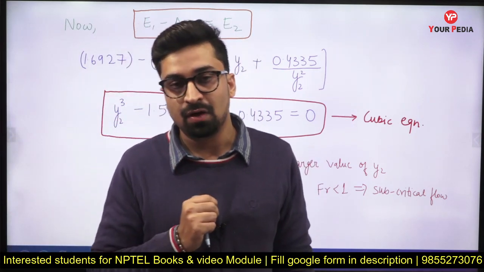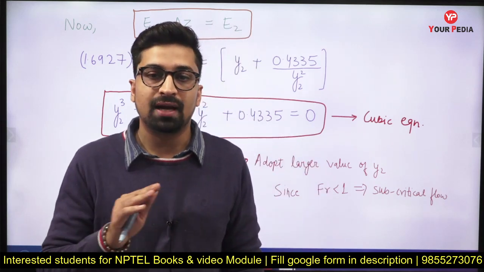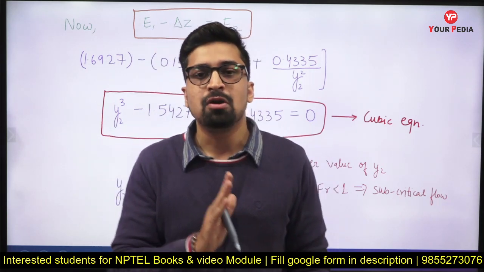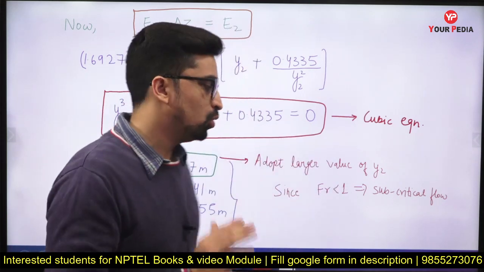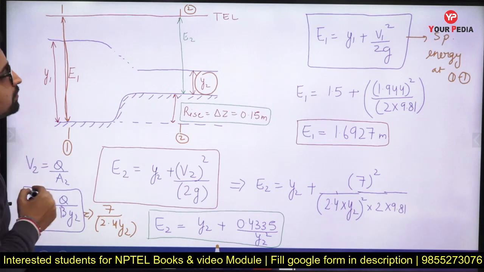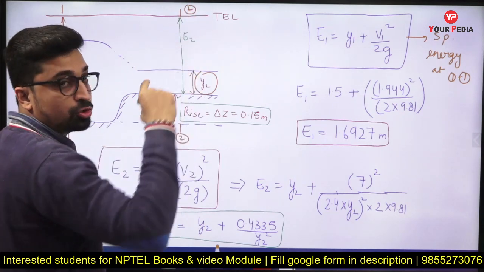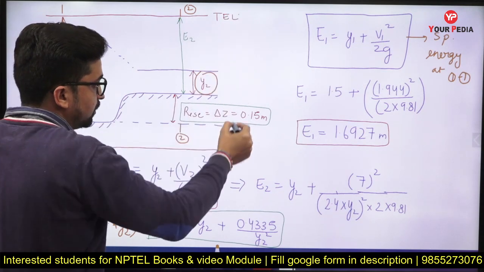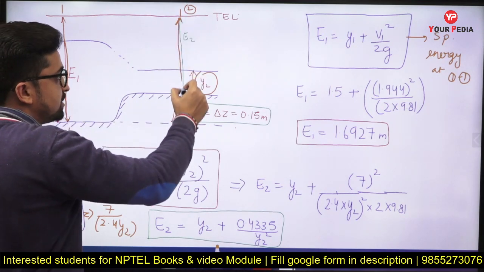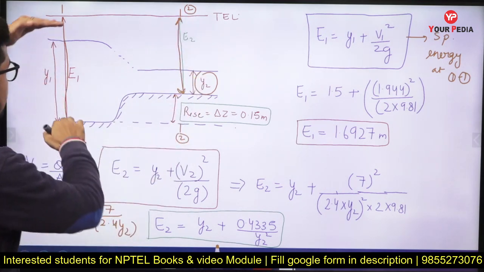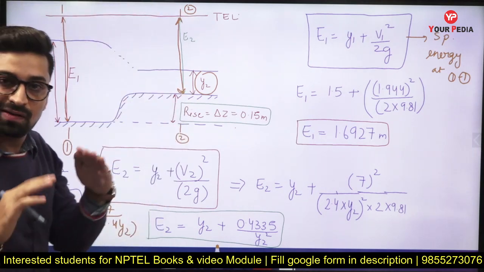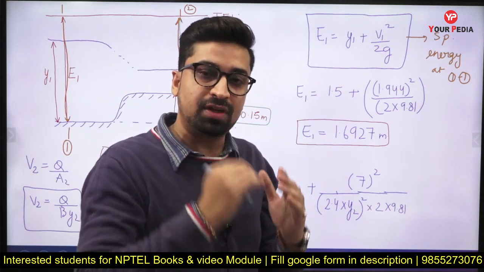Basically, if there are no head losses or hydraulic head losses in the channel, then the total energy at section 11 will be equal to the total energy at section 22. Now come back to our diagram. So this is the energy at section 11. Similarly, the total energy at section 22 will be this much, and these will be equal, but the specific energy will be equal to E2, which is this value. So we can say that E1 minus delta Z will be equal to E2. Is it clear? This was the main concept of this problem, right?